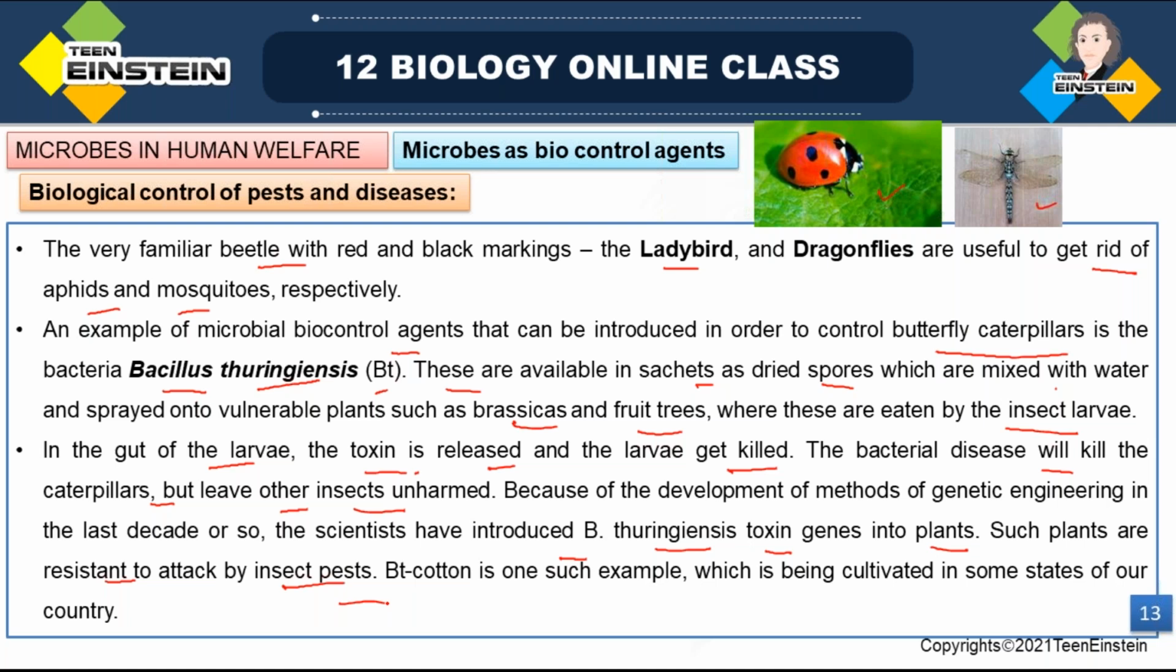So how does Bacillus thuringiensis work? It is available in sachets as dried spores. We can mix this with water and spray it onto the plant. The insect larva will eat this, and in the gut of that larva the toxin will get released and the larva will get killed.